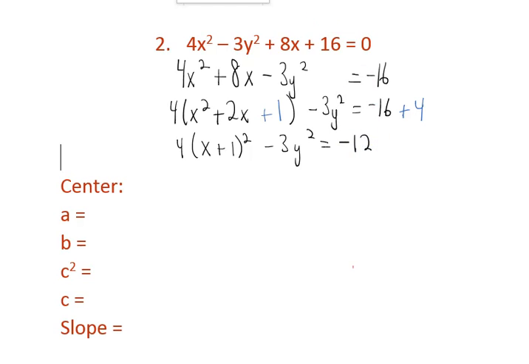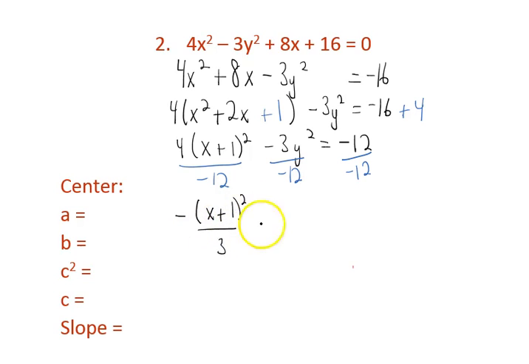And again, like the first problem, I have something other than 1 here, so I am going to divide by that number so that I can get a 1 on this side. But I have to divide by that number everywhere. Now, when I divide here, 4 and 12, that's going to reduce to 1 and 3, but I have a negative, so I'm going to stick it out front. So I have negative x plus 1 squared over 3.